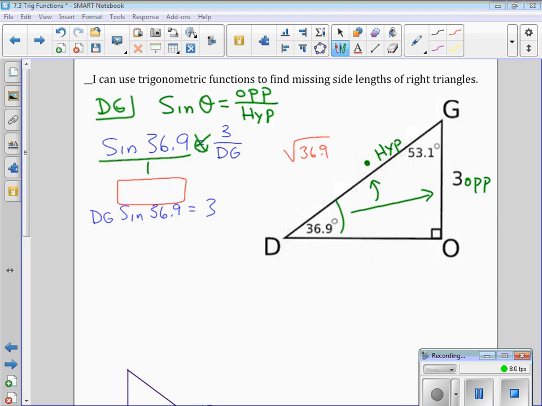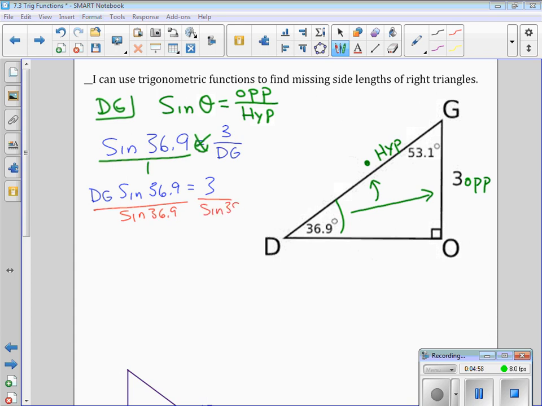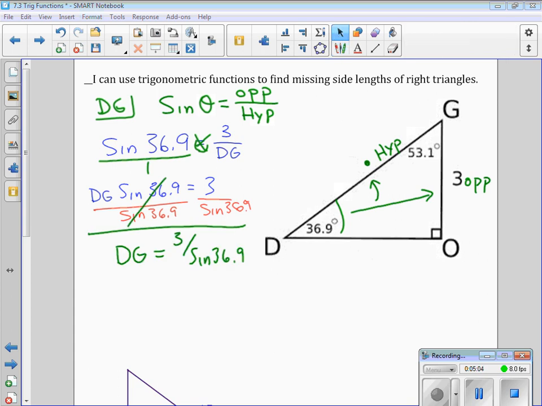This sine of 36.9 is all one piece. And you can't just take the sine and divide it out or whatever, or divide out by the 36.9. It is one unit. But what I am going to do is divide both sides by the sine of 36.9, and that will get the DG all by itself. So then I end up with 3 divided by the sine of 36.9.